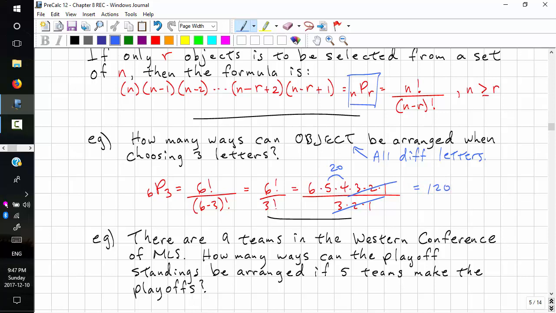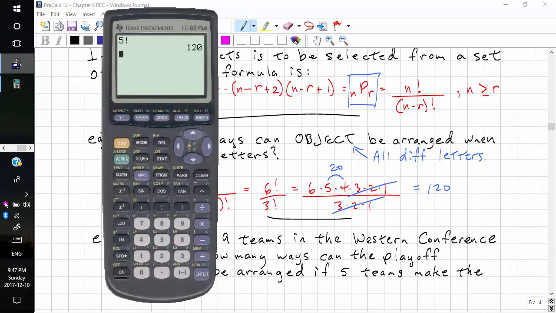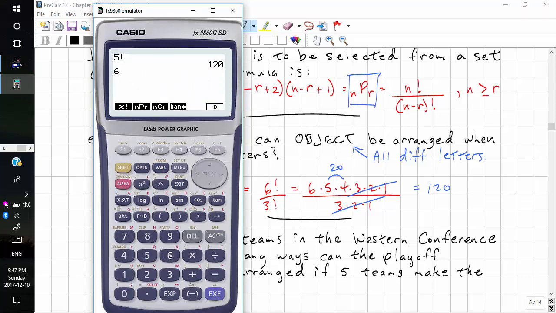So let's look at our calculators. We enter 6. We go into math. We scroll over to probability. We pick number 2. And then we say 3. And we get 120. On the Casio, 6, options, F6, F3 for probability, F2 for the permute, and 3. And we get 120.